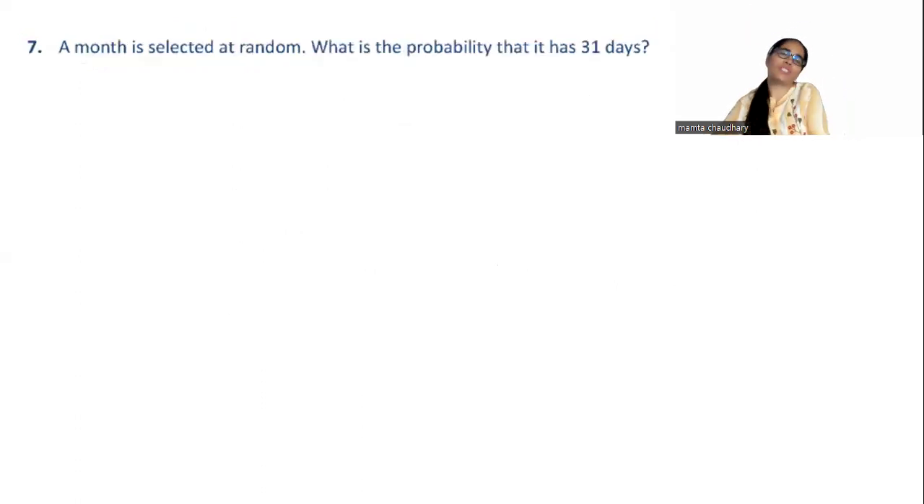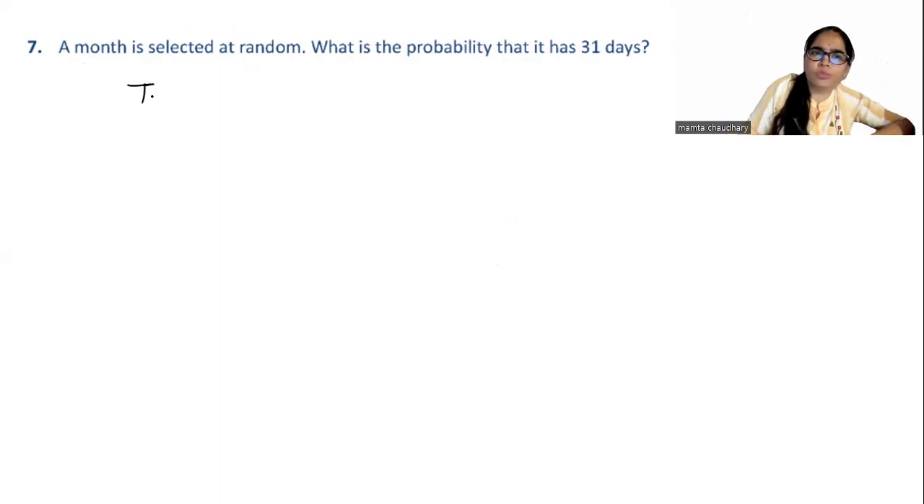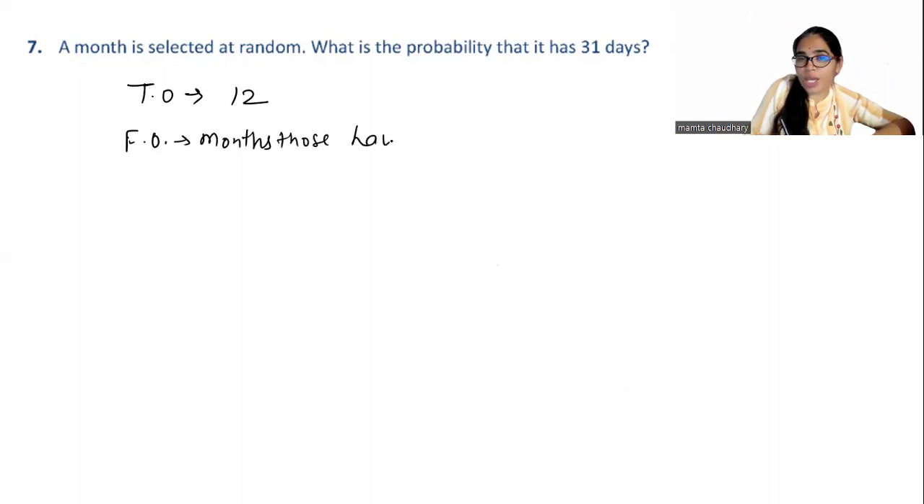Now question number 7. A month is selected at random. What is the probability that it has 31 days? So total outcomes: how many months are there in a year? 12. Now, favorable outcomes means months that have 31 days. Can you tell me which months have 31 days?